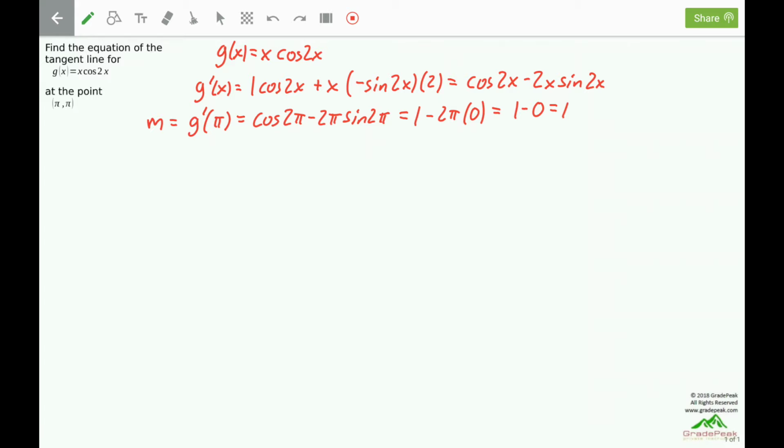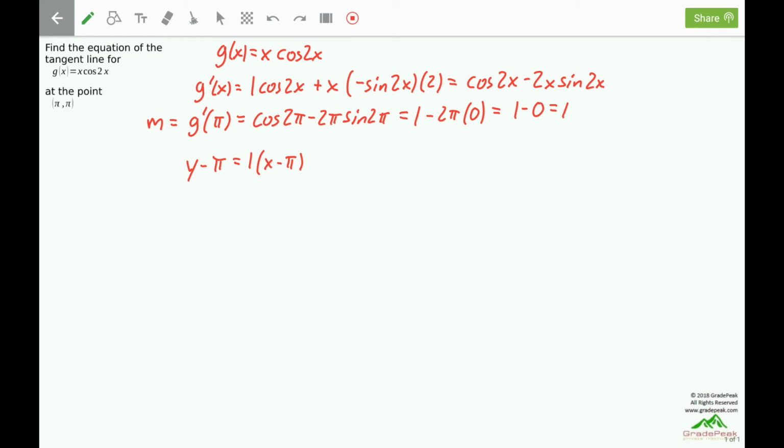Now that we have the slope and the point, we can set up the point slope formula. The point slope formula will be y minus the y coordinate of the point. That's pi. Equals the slope times x minus the x coordinate of the point. That's also pi. x minus pi. This is the point slope formula.